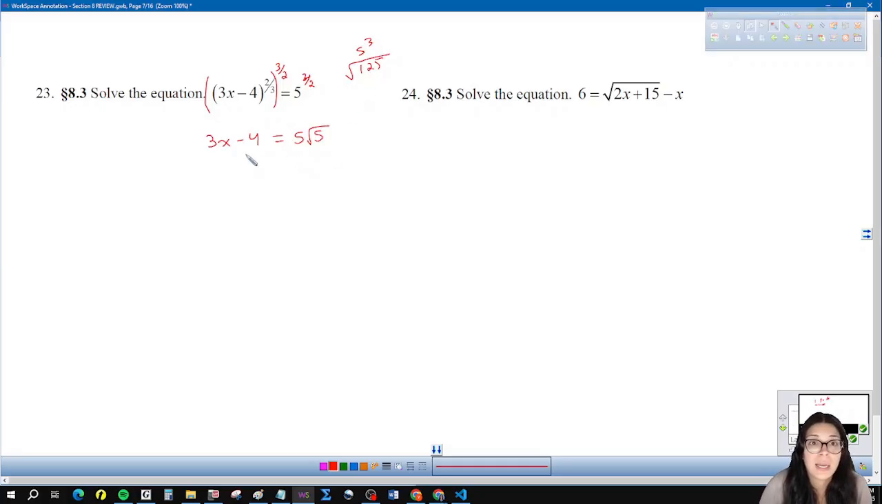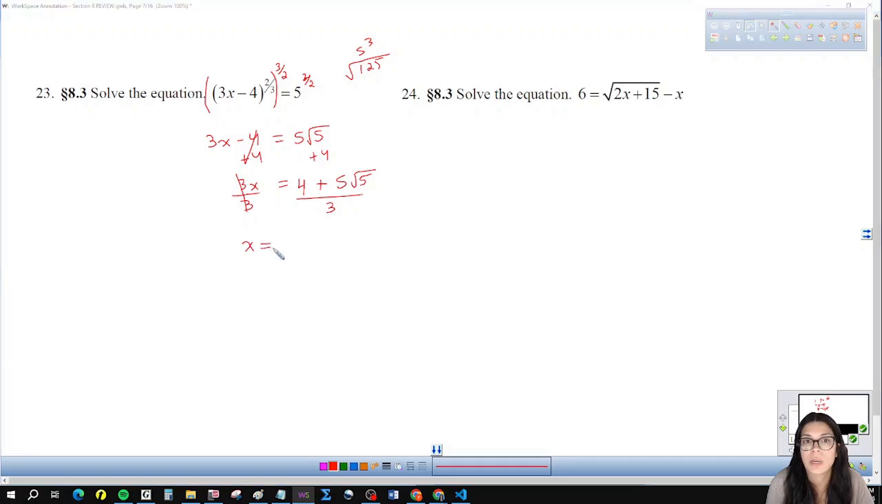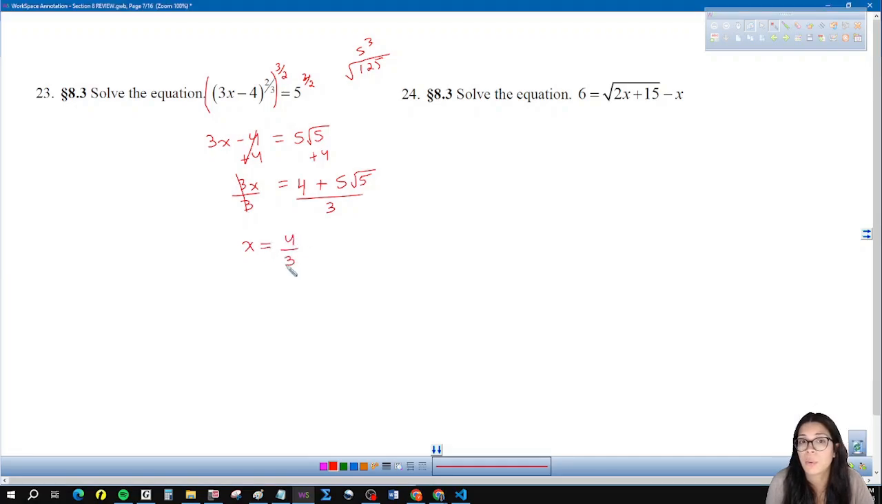So on the left side, to get x by itself, I will add 4. And so we have whole number 4, and then plus that 5 square root of 5. Normally you put the number in front and then the radical behind it. And then we would divide by 3. And of course, when we divide all terms by 3.